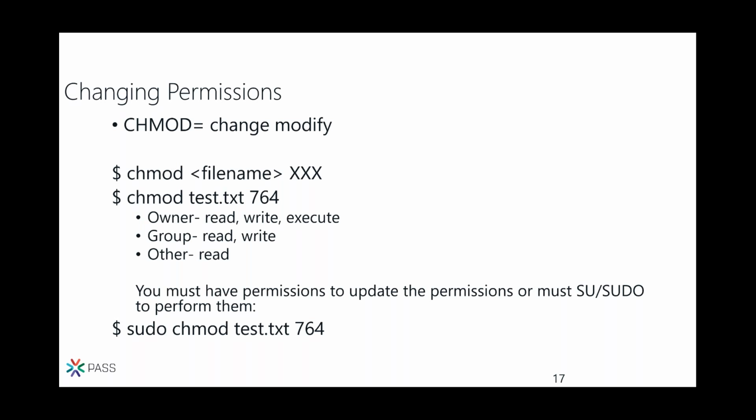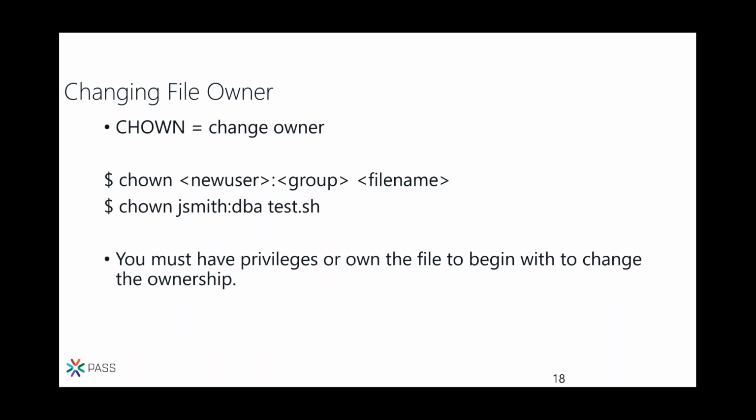And you must have the permissions to update these. If you didn't, then you would need to be able to do it as sudo, or you would need to switch over and become the user, one of those two, to be able to make these changes, such as with a command like chmod. So let's say you want to become owner of that file. You would do a change owner, chown. So we would chown the new user, colon, the group, and then the file. So if I wanted to change this over, I would change it over to jsmith. I want to make the group DBA and the file a .sh. And again, I must have permissions to do that. Otherwise, I could do this as sudo if I have those rights.